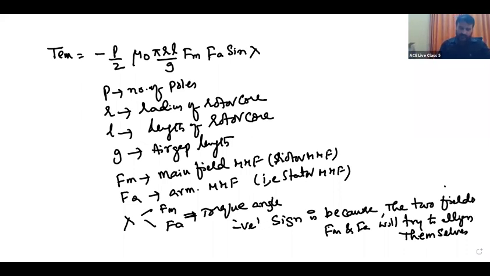So torque depends upon what? Torque depends on the number of poles. It depends upon the radius of the rotor and length of the rotor, the rotor dimensions. Power is proportional to the volume of the rotor, torque also is proportional to the volume of the rotor, and it is inversely proportional to the air gap length. When air gap length increases, flux decreases, and torque also decreases. And F_M, the rotor MMF, and F_A, the stator MMF, and the sine of the angle between both, sin lambda.